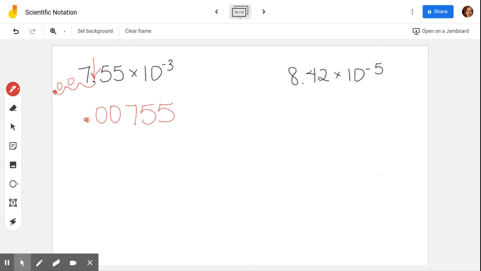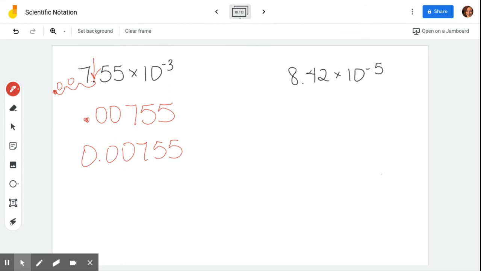You picked it up and you moved it. Now, if you want to call this .00755, that's fine. Those are completely the same number. If you're not one of my students and you just happen to come across this, you might just ask your teacher which they prefer. For me, it truly doesn't matter.